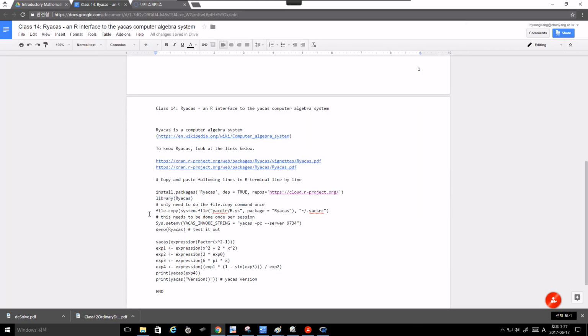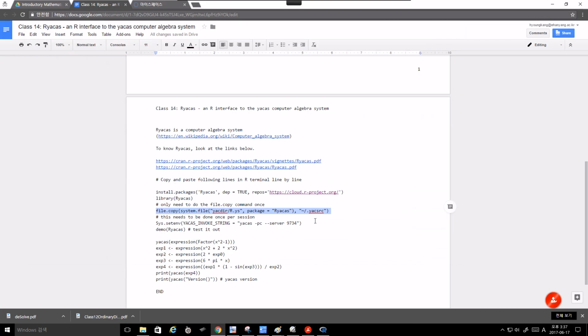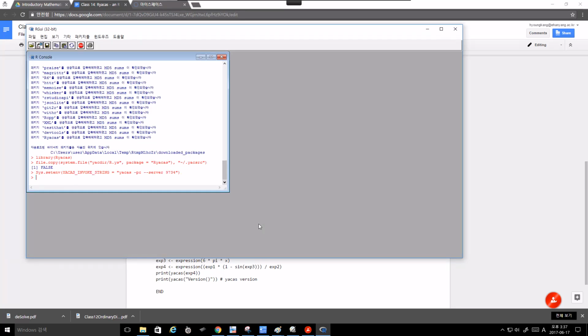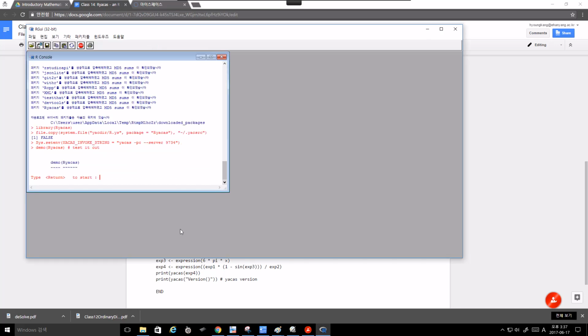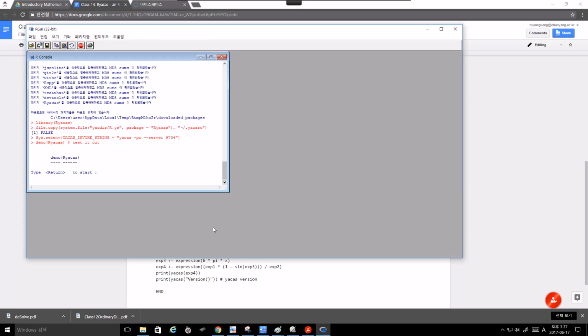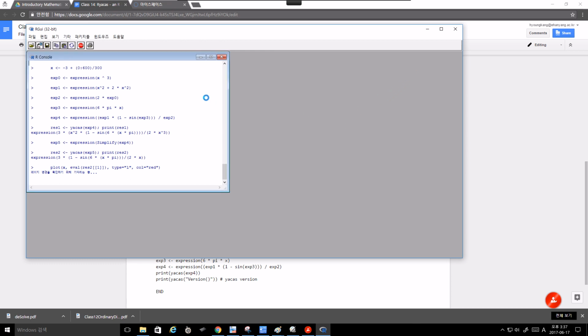Now next, I want you to copy and paste this line. Okay, and then copy and paste this line. And then copy and paste this line to test it out. Okay, good. I think it is working. Well, R on this computer is a bit slow, so let me just close this one. Okay, so I think this is enough.